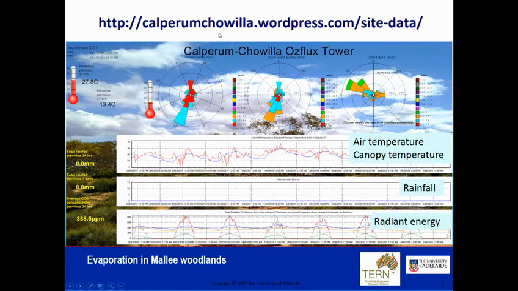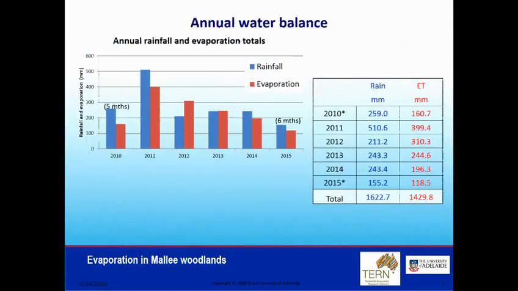There's the site address there, and you can see we've got temperature, wind run and velocity. Here's the absolute CO2 concentration, temperatures, rainfall and the energy that's coming into and out of the system. So let's just focus on the water part of it.